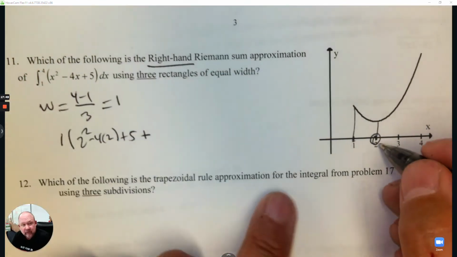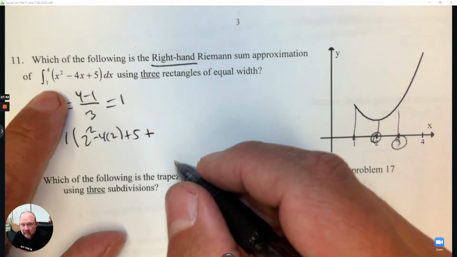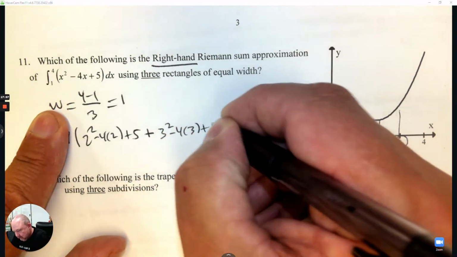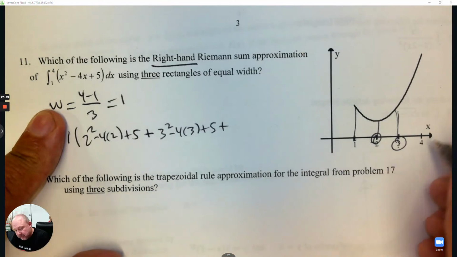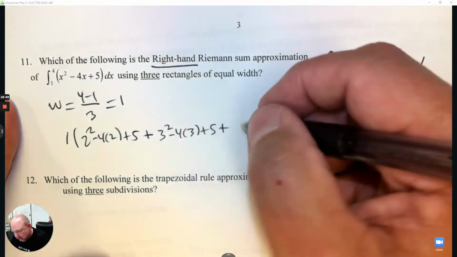Plus, the next one goes 2 to 3. So I'm going to plug 3 in for a right-hand Riemann sum. And then the last one goes 3 to 4. And for a right Riemann sum, I'm going to plug in 4.